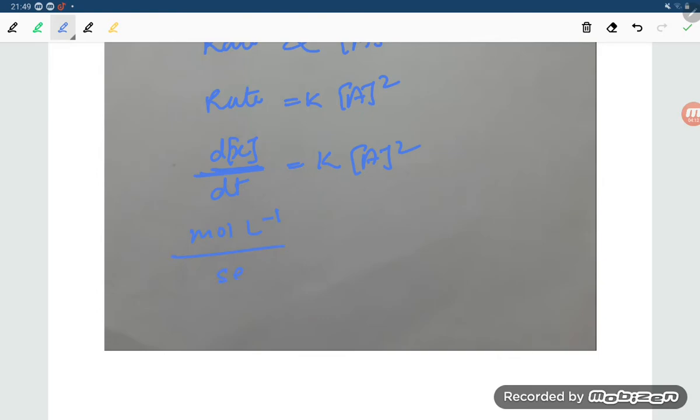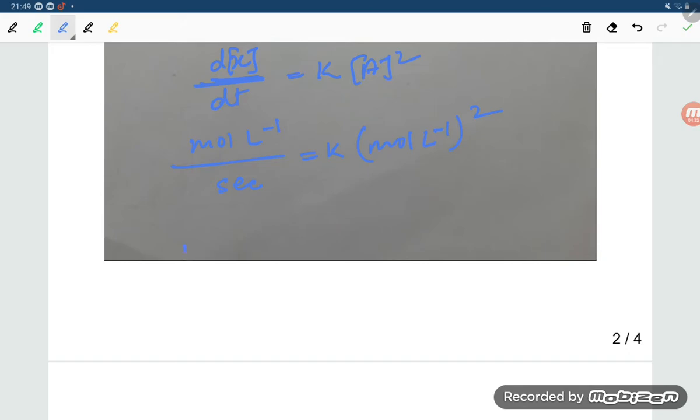Here, second in per second; that is mole per liter, that is molar concentration. The square bracket is molar concentration, which is molarity, mole per liter, equal to K, and this is power 2, student. So mole per liter, and this will be squared. So how can you see, student?